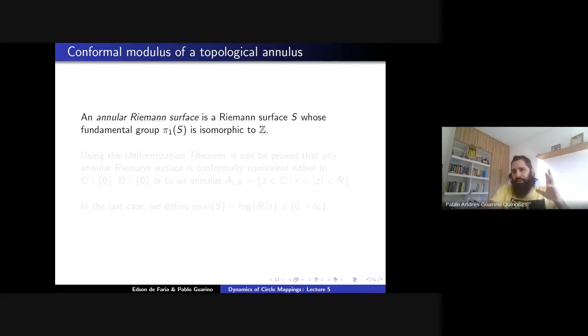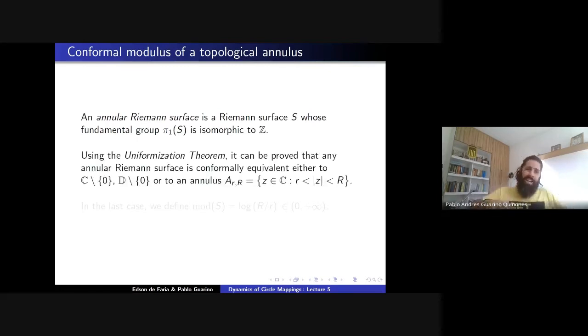And what you can prove, of course, I will invoke a huge theorem, a beautiful theory, which is the uniformization theorem. Using the uniformization theorem, it's not so difficult to prove the following. If you have an annular Riemann surface, then it has to be conformally equivalent either to a punctured plane, or to a punctured disk, or to a round annulus. A round annulus here, with the same notation as in the book, is A sub little r capital R. So these are the radii. You have two round circles, and then the annulus in the middle.